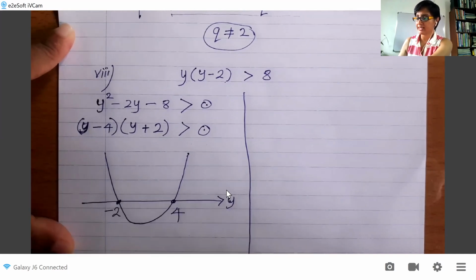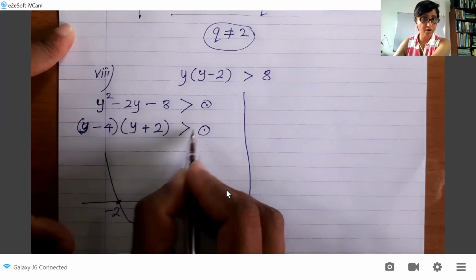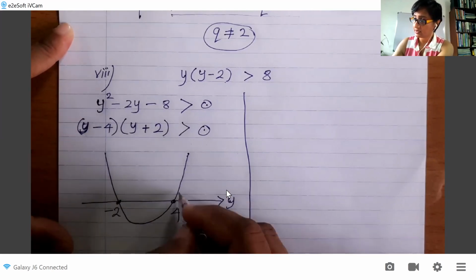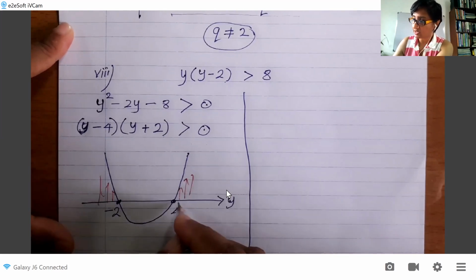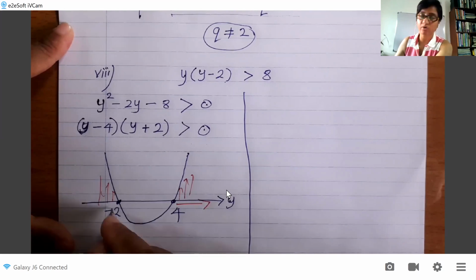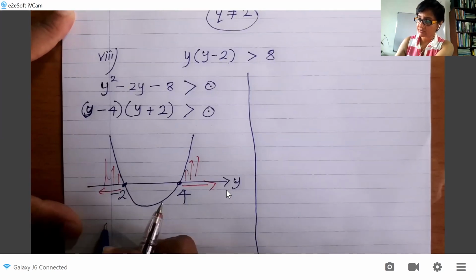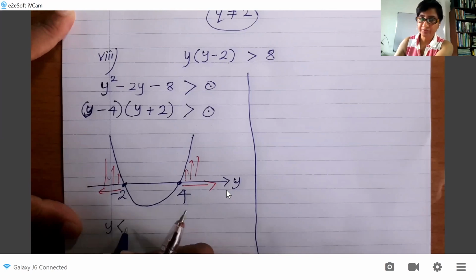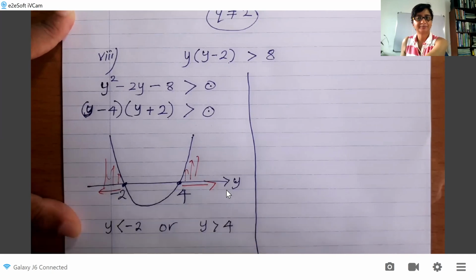And then you would be thinking, where is my parabola greater than 0? Okay, here and here. So that means 4 onwards, that way, and before minus 2. And then you would say, when y is less than minus 2, or when y is greater than 4, right? Okay.